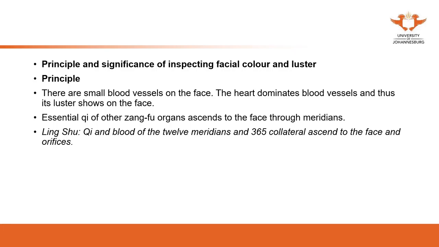Also from the chapter Ling Shu, the second part of the Huangdi Neijing, it described that the qi and blood of the 12 meridians and 365 collaterals ascend to the face and orifices. So, all, which means the qi and blood in all of the body ascend to the face and orifices. So that's how we can observe from the face to see the body conditions.